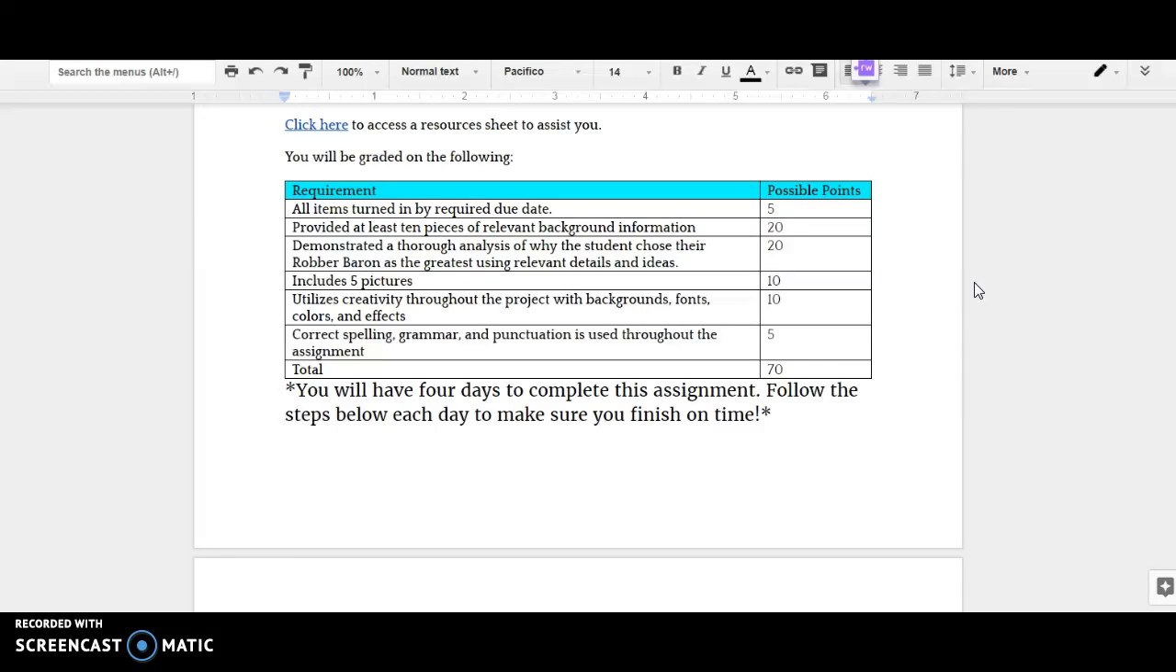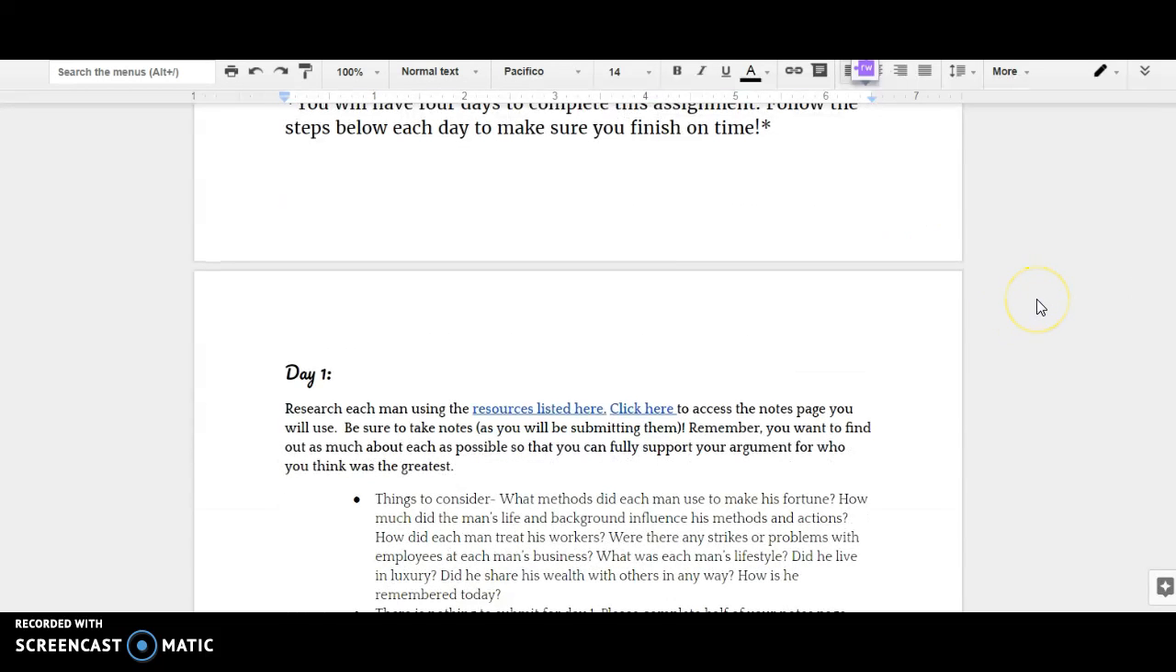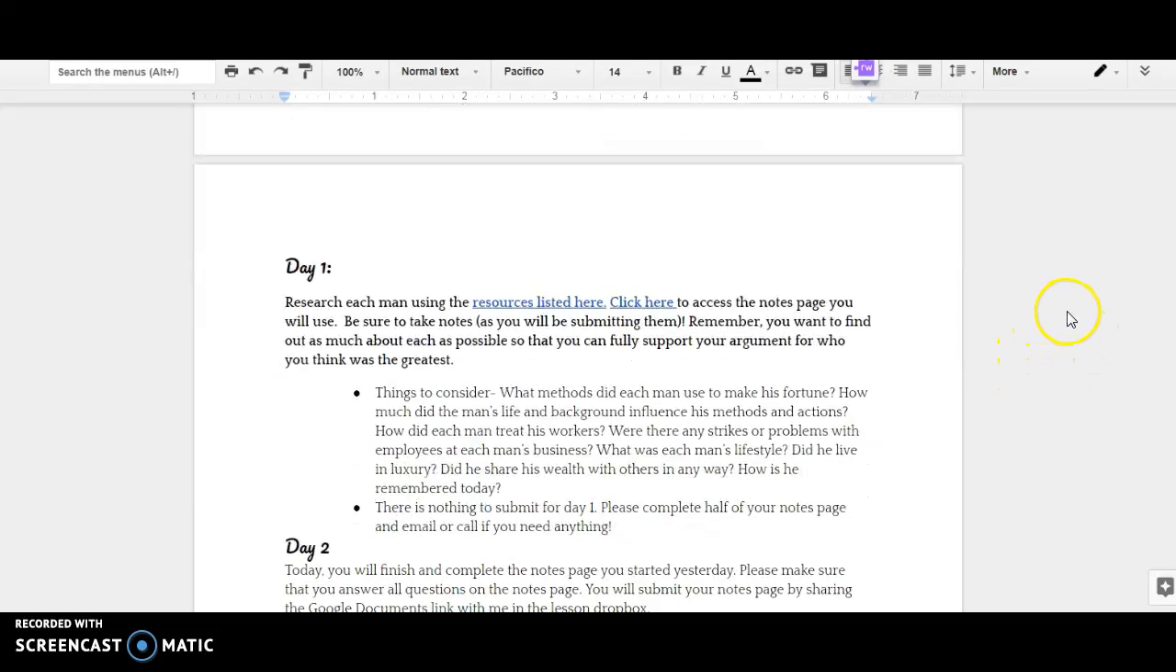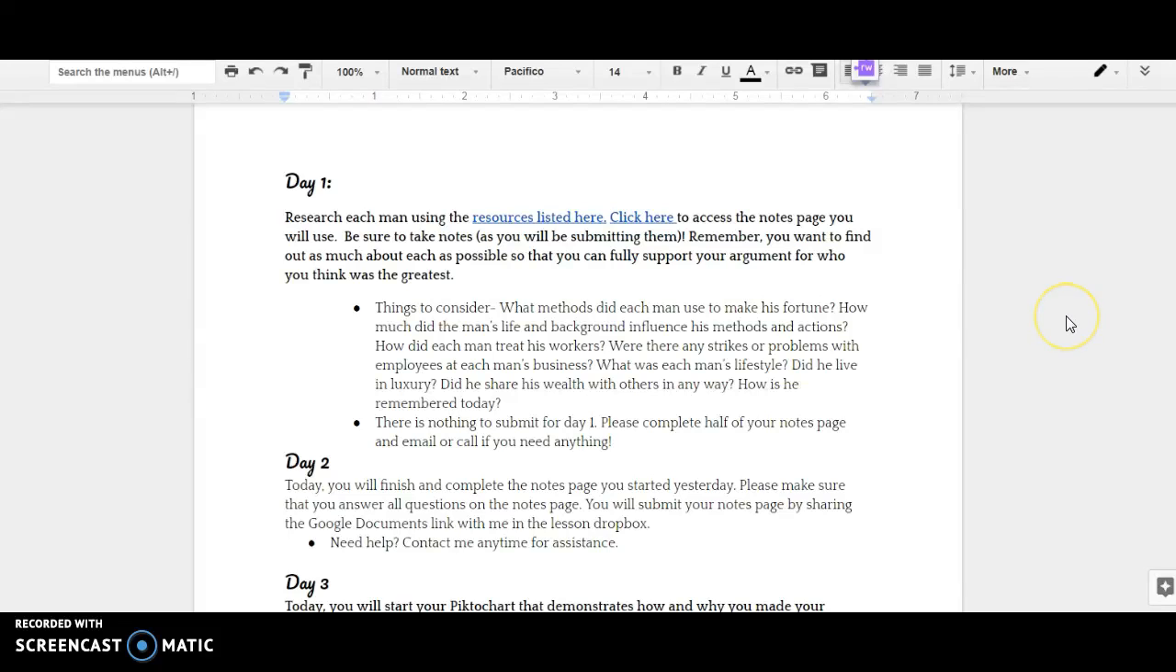Demonstrate a thorough analysis of why you chose your robber baron as the greatest using relevant details and ideas. Include 5 pictures. Utilize creativity throughout the project with backgrounds, fonts, colors, and effects. Correct spelling, grammar, and punctuation is used throughout the assignment. You do have 4 days to complete this. Follow these steps on this next page here, and if you complete all of those steps in each day, you will finish on time and have no problem getting those points for turning it in on time.